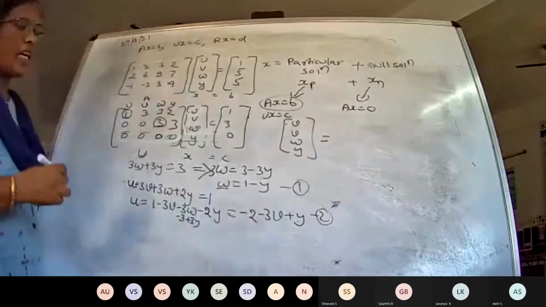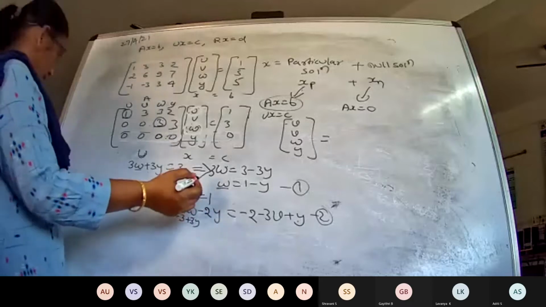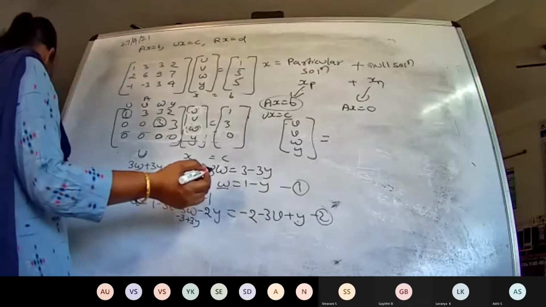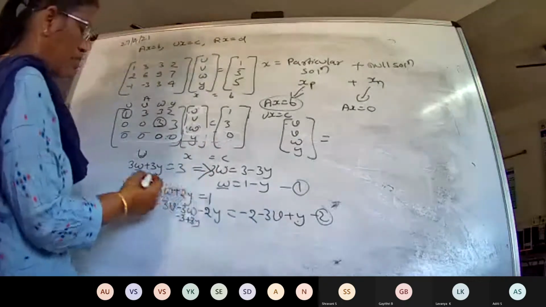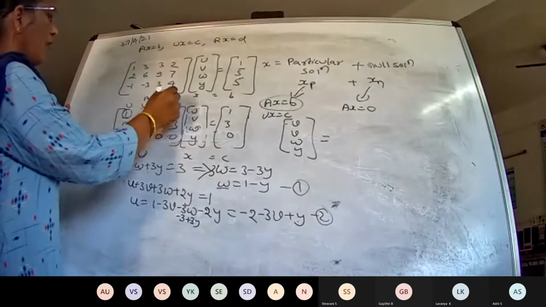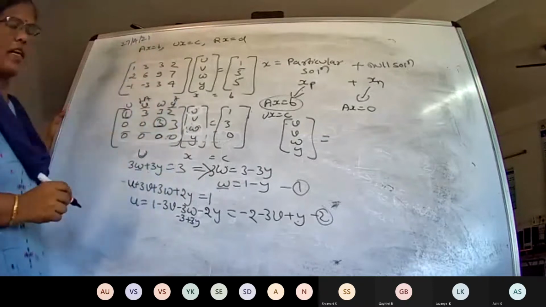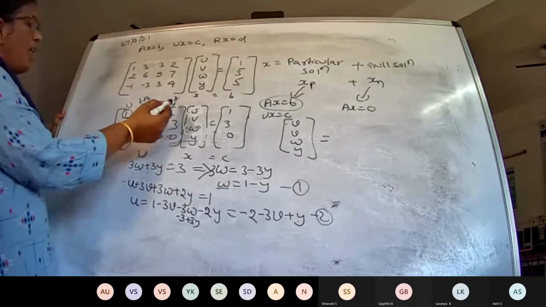Okay. So take the free variables. Here you have W and U as the pivot variables. Try to write the free variables. What will be the free variables? Your free variables are V and Y, right? So write the expression in terms of V and Y.